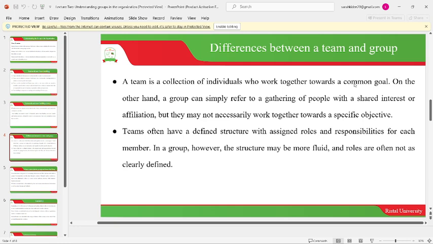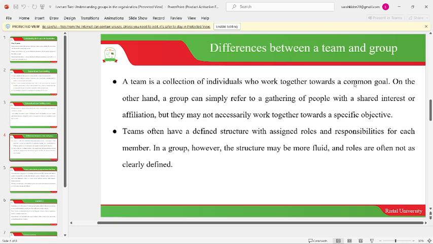In a team, individuals work together towards a common goal, whereas in a group, individuals may be together, but they have different specific objectives. Teams often have a defined structure with assigned roles and responsibility for each member. So in a team, there is a defined structure with assigned roles and responsibility for each member.